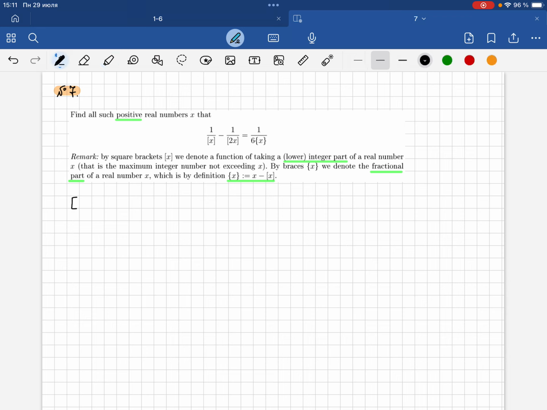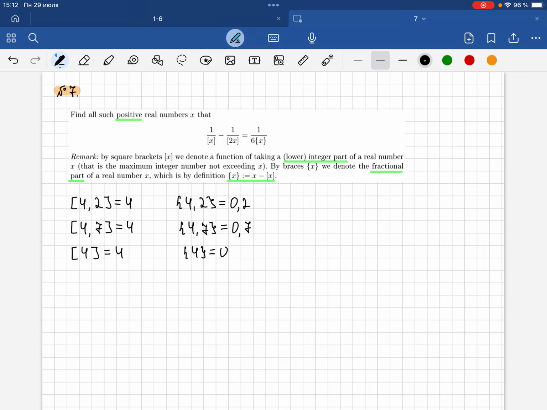For example, a lower integer part of 4.2 equals 4. A lower integer part of 4.7 is equal to 4, and a lower integer part of 4 equals 4 itself. A fractional part of 4.2 is equal to 0.2. A fractional part of 4.7 equals 0.7, and a fractional part of 4 equals 0.